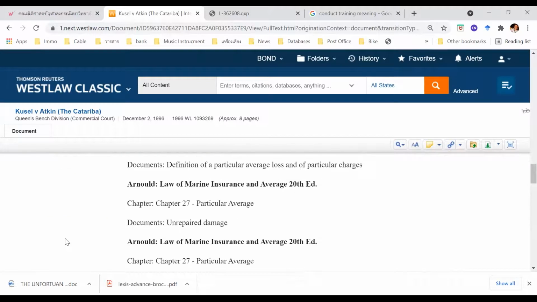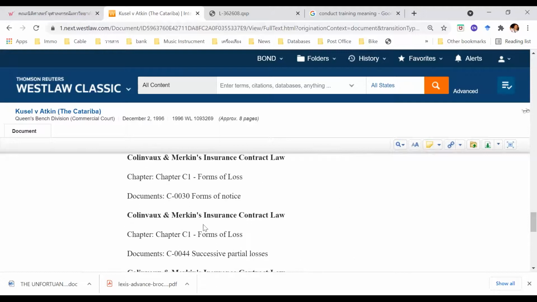Even books. So for a UK case, they give you analysis. They give you a case digest. Back again.